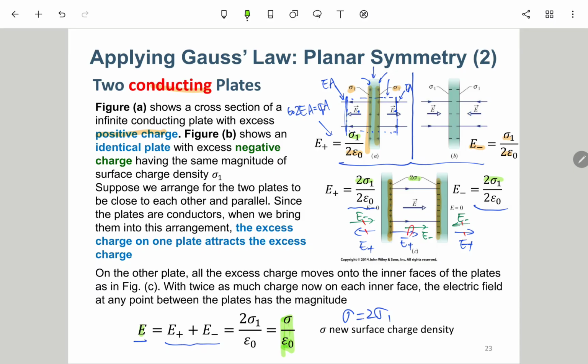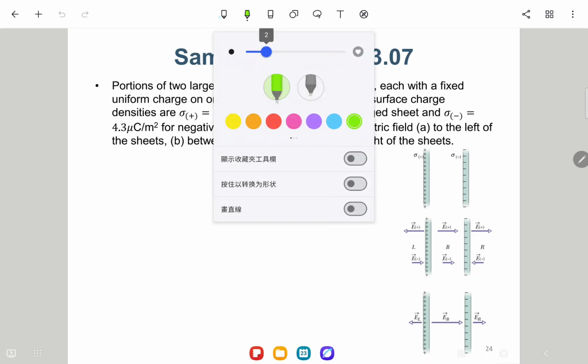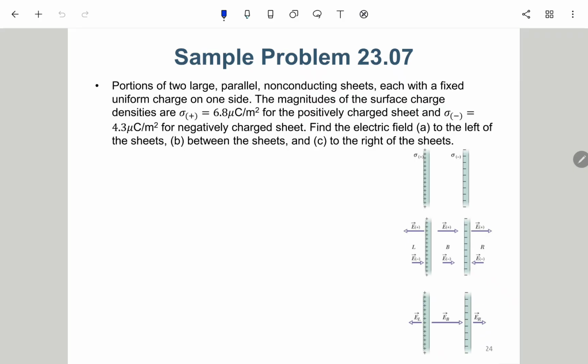Actually, this structure is the capacitor. We will learn more about that in chapter 25. But anyway, here we have a sample problem about this.